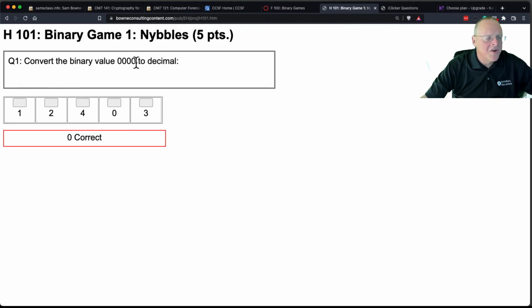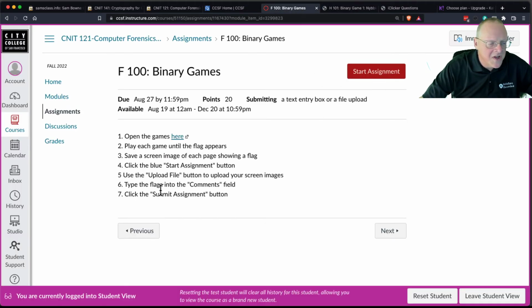So 0 0 0 0 to decimal, well, that's 0. 0 1 0 1, that's a 1 and a 4, that's 5. No 2s and a 4, that's 5. And this one is 15, where they're all 1s. When you get 10 in a row correct, a flag will appear. Then you capture a screen image showing the flag, and you submit it here. Start the assignment, upload the file to upload your image.